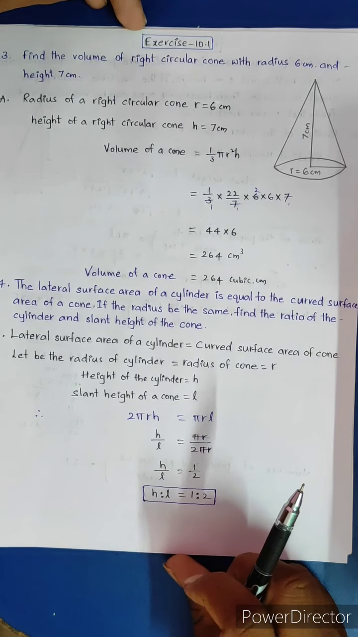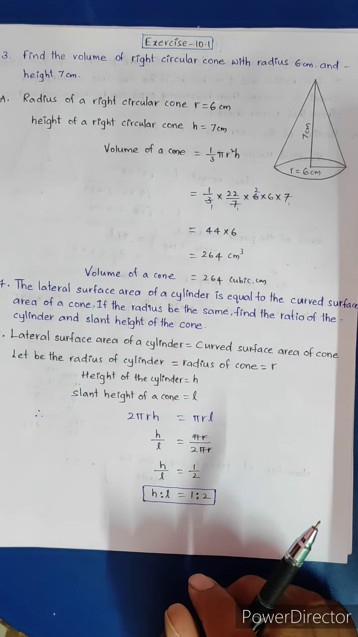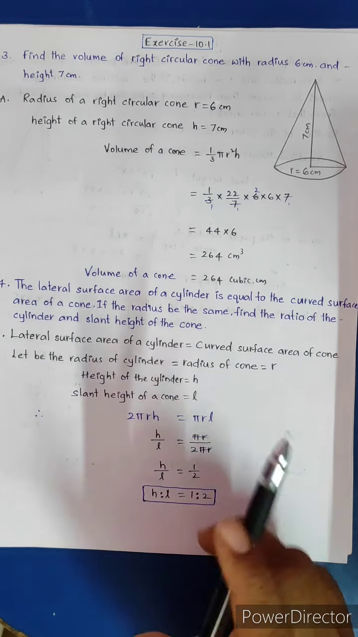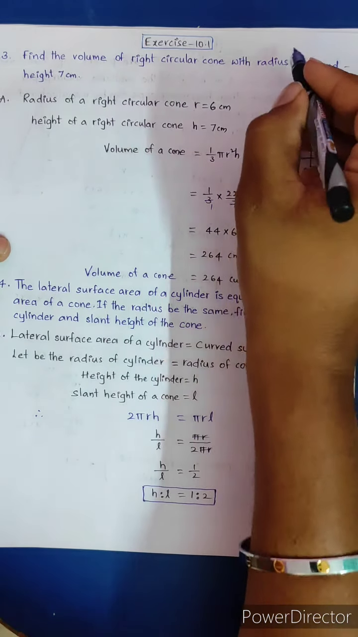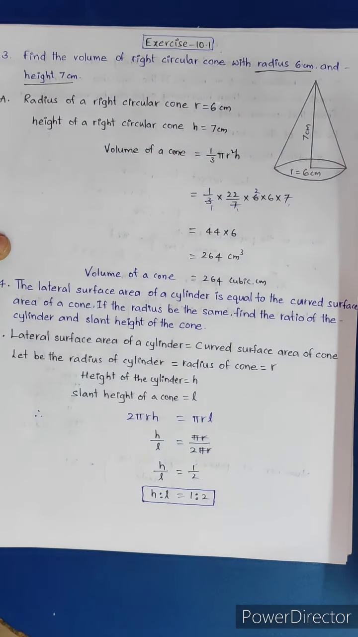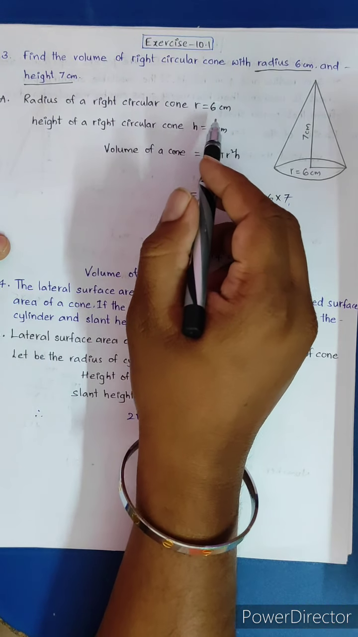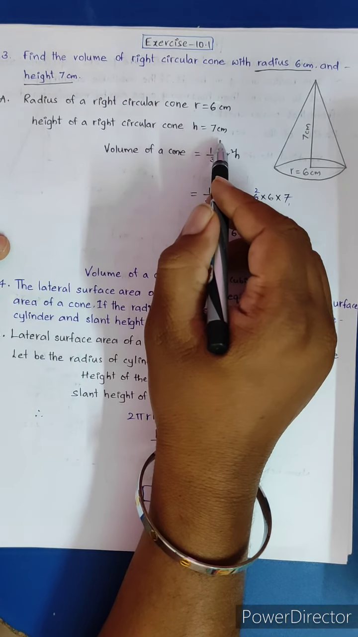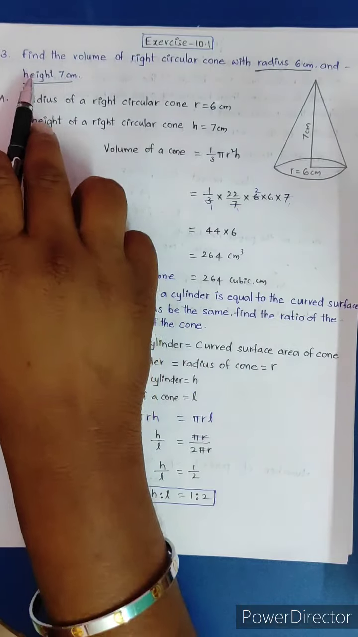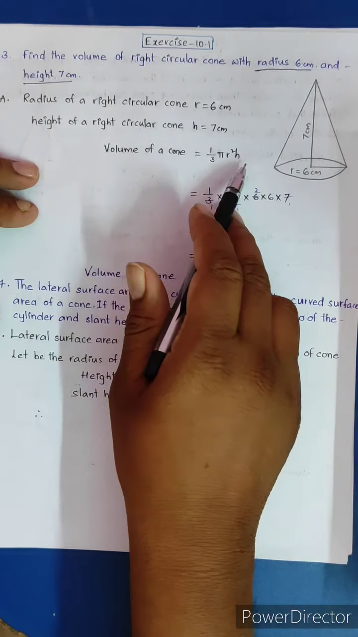Find the volume of a right circular cone with radius 6 centimeter, height 7 centimeter. The radius of the right circular cone r is equal to 6 centimeters. Height of that circular cone h is equal to 7 centimeter. Find the volume. Volume of a cone is equal to 1/3 pi r square h.